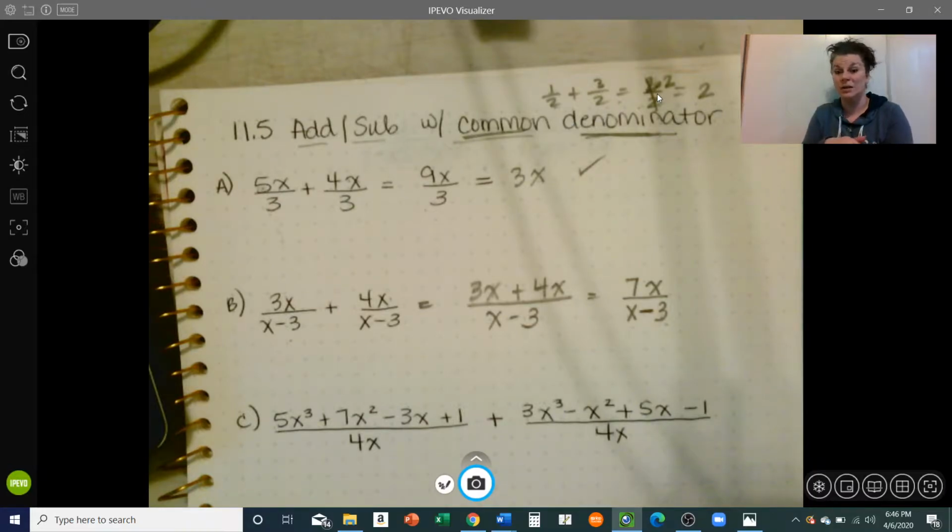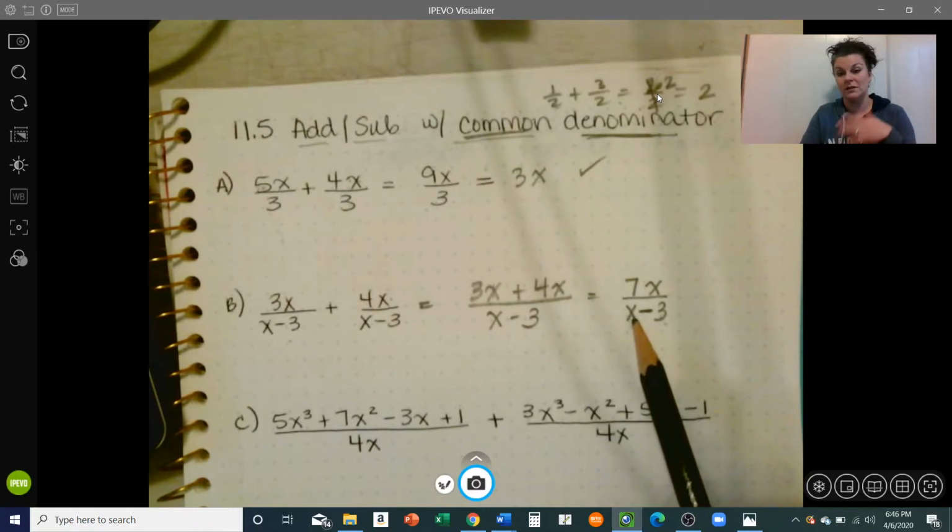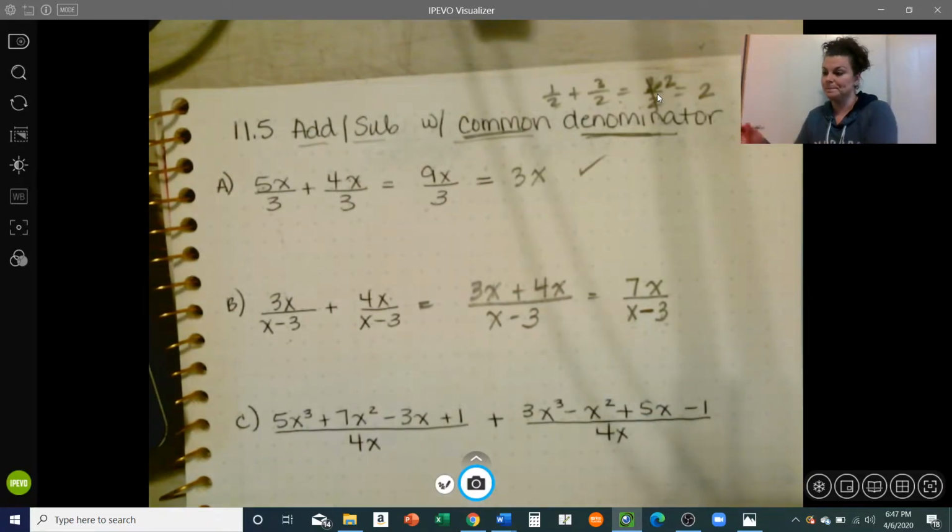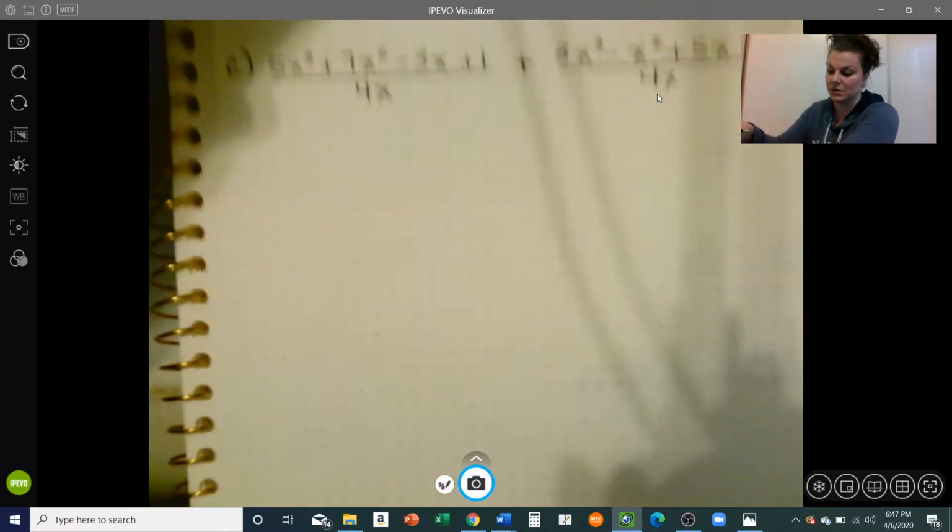I don't have to worry about excluding anything because I didn't cancel anything. And anybody looking at this knows that x can't be 3 because that would make it 0. Okay, so those are the easiest ones.